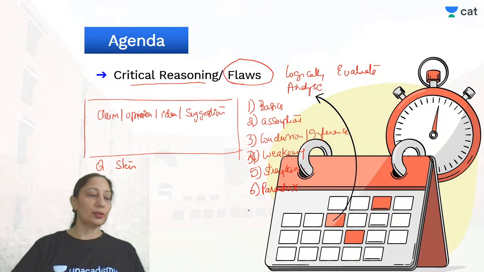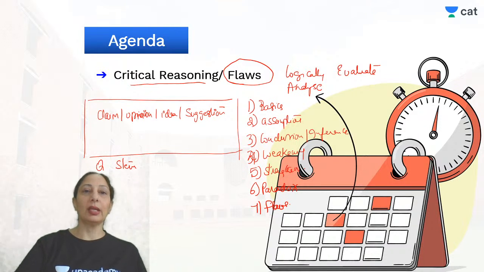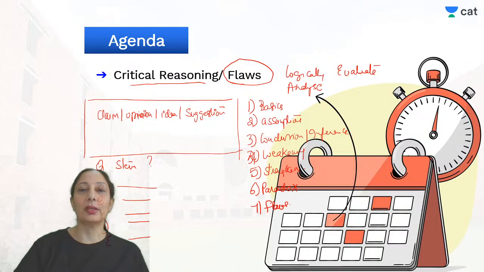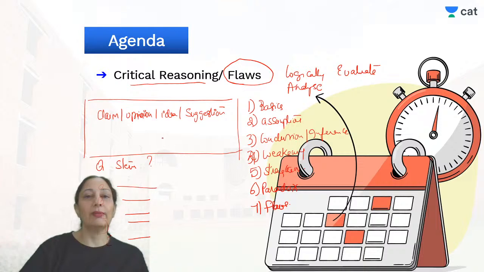And today I am doing what is known as flaws. So you have to say what is wrong with the argument. So in any critical reasoning class, you will have a paragraph followed by a question stem and there will be options A, B, C, D, maybe even E. There will be options. So you have to read the question and answer what is asked. It is not the same approach to every argument.